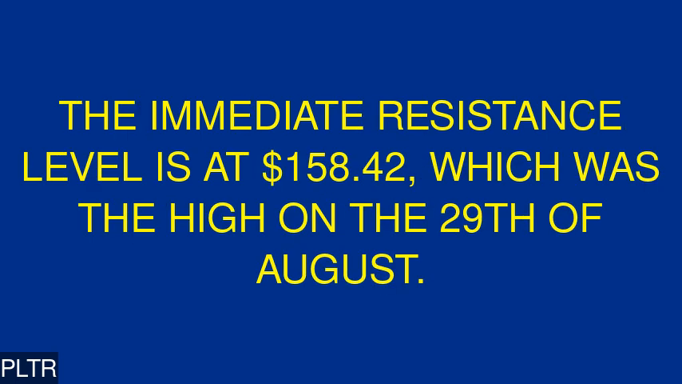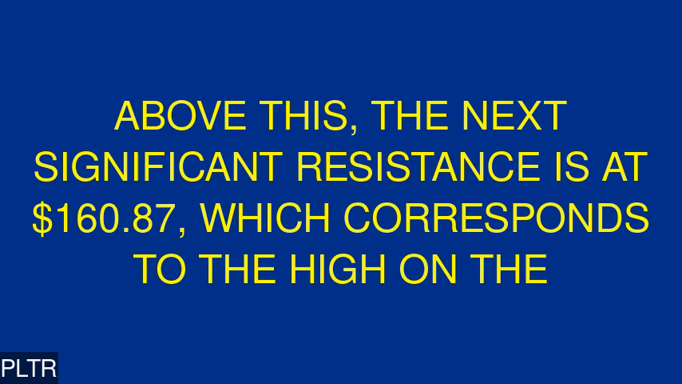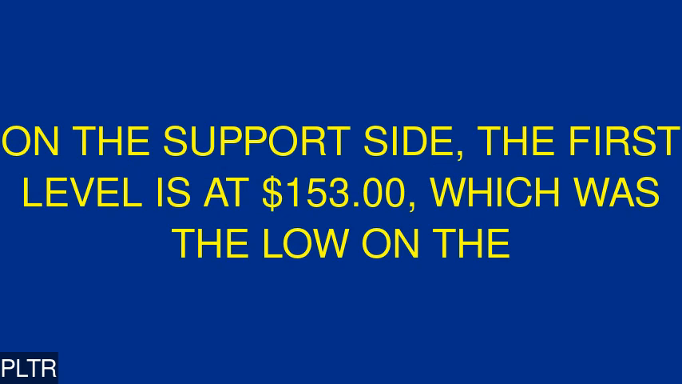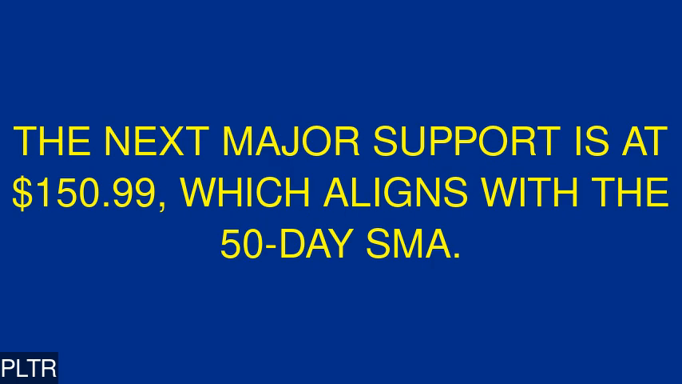Resistance and support analysis. The immediate resistance level is at 158.42, which was the high on the 29th of August. Above this, the next significant resistance is at 160.87, which corresponds to the high on the 27th of August. On the support side, the first level is at 153.0, which was the low on the 29th of August. The next major support is at 150.99, which aligns with the 50-day SMA.